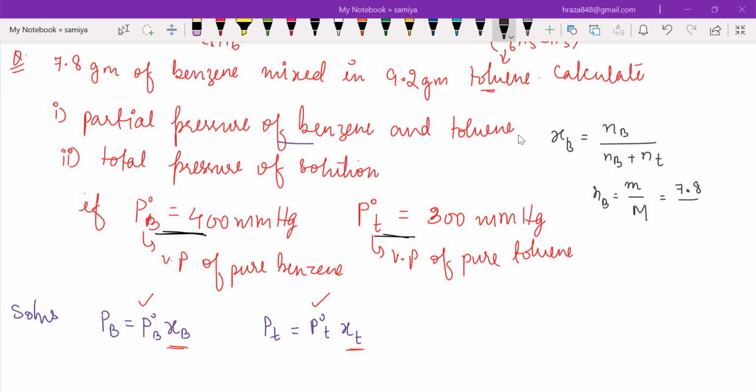Yes, you should remember from 1 to 20 at least. Yes, 12 it is. C has an atomic mass of 12 and hydrogen has an atomic mass of 1. So it is 78. So you put the 78 and remove this decimal. So it will be 1 by 10, which is 0.1 mole. In the same way, the number of moles of toluene is given mass upon molar mass. Given mass is 9.2. Calculate the molar mass of toluene.